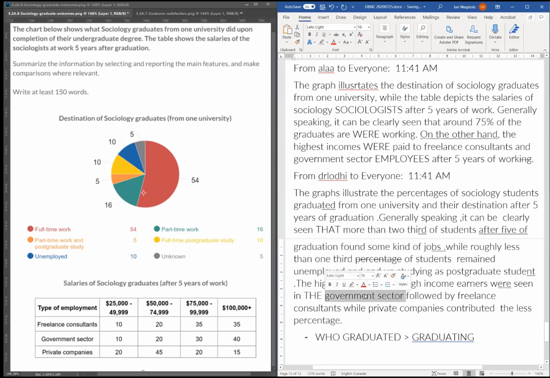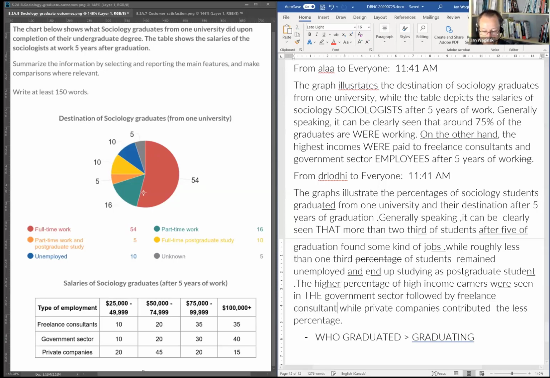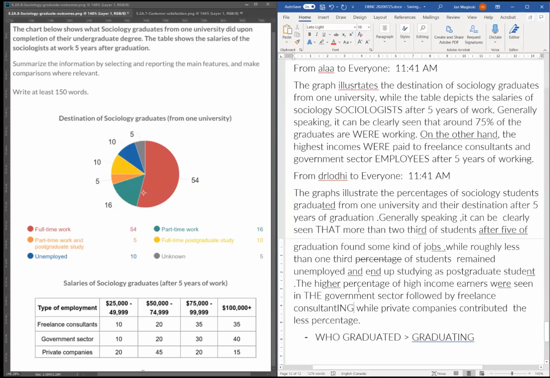This often happens when people go back and forth between the name of the job and the name of the professional. So if you're going to talk about government sector, then it's not freelance consultant, but freelance consulting. Okay? Or you'd have to say government sector employees followed by freelance consultants. "While private companies contributed the less percentage," that's no good. "While those who found work in private companies earned the least."